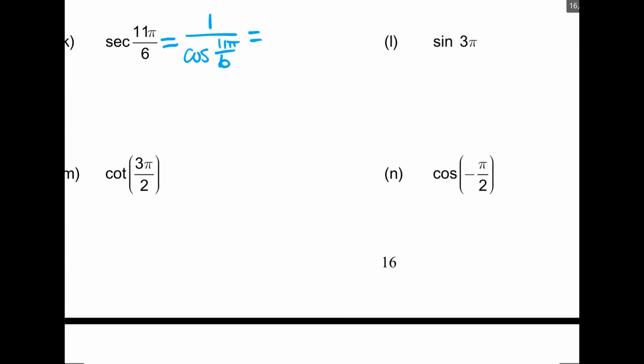Wait, what did you say? 1 over root 3 over 2. So this is the same thing as 2 over root 3. And let's see, is this the right sign, positive, negative?